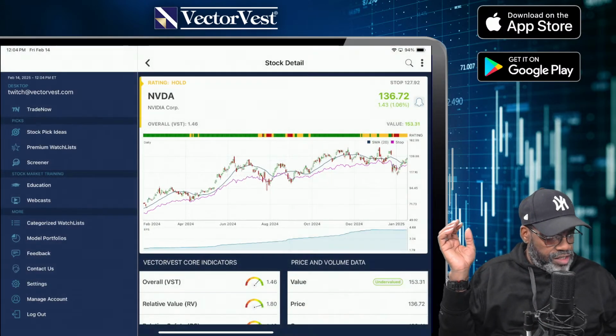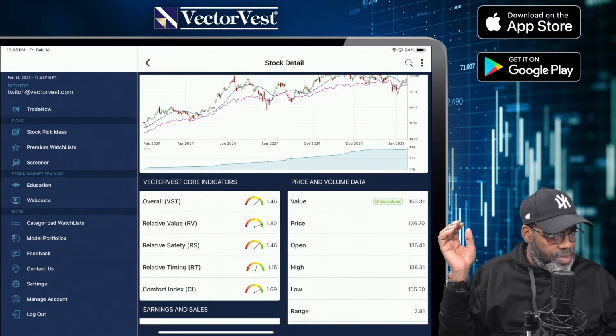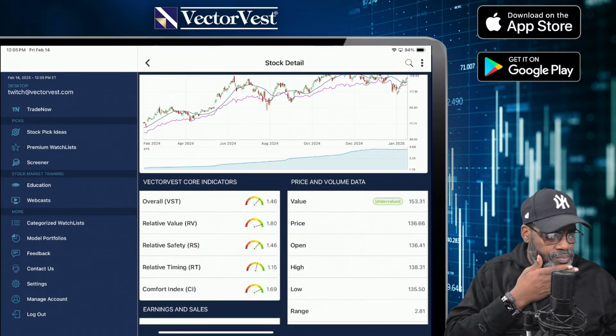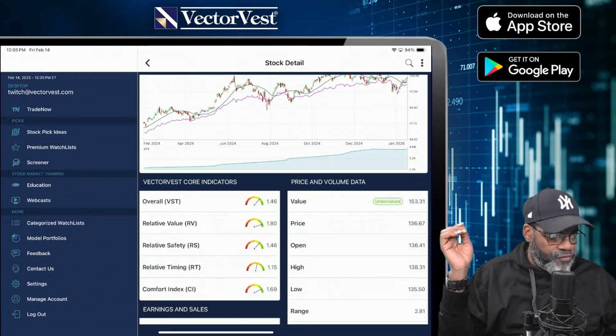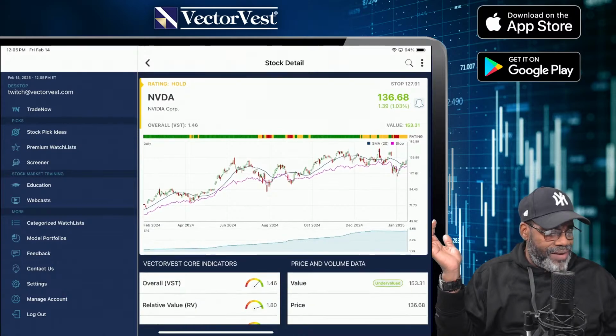Looking at the stock, it had been beaten up, so it's got to be undervalued. Fundamentally sound, relative value, relative safety, both above 1. Overall VST at 1.46. Everything is good about it, right? It got hit right about here.